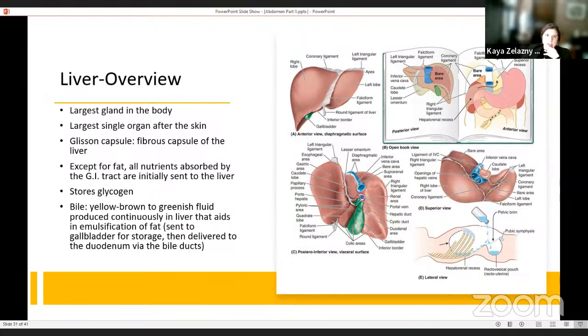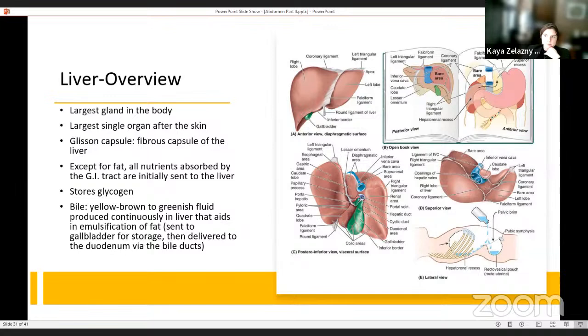Except for the fats that we are absorbing, all the nutrients coming into your body from the GI tract are initially going to be sent through the liver. So the liver acts, among its many functions, as like a processing center for a lot of the things coming into your body. It also stores glycogen, so essentially stored glucose kind of on tap for your body. You've got a good system for storage for that here in the liver.